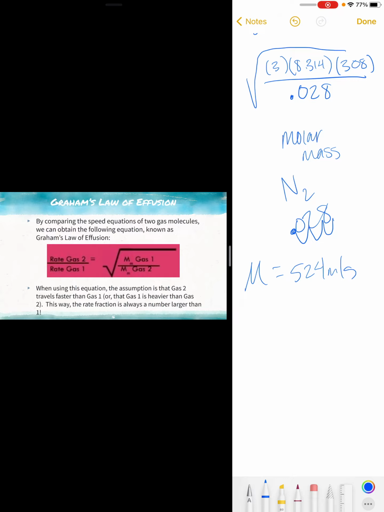By comparing the speed equations of two gas molecules, we can obtain the following equation, known as Graham's law of effusion. So that's there in pink for you. Where it says MM, that's just your molar mass of the gas. When using this equation, the assumption is that gas 2 travels faster than gas 1, or that gas 1 is just heavier than gas 2, so that the rate fraction is always a number larger than 1.